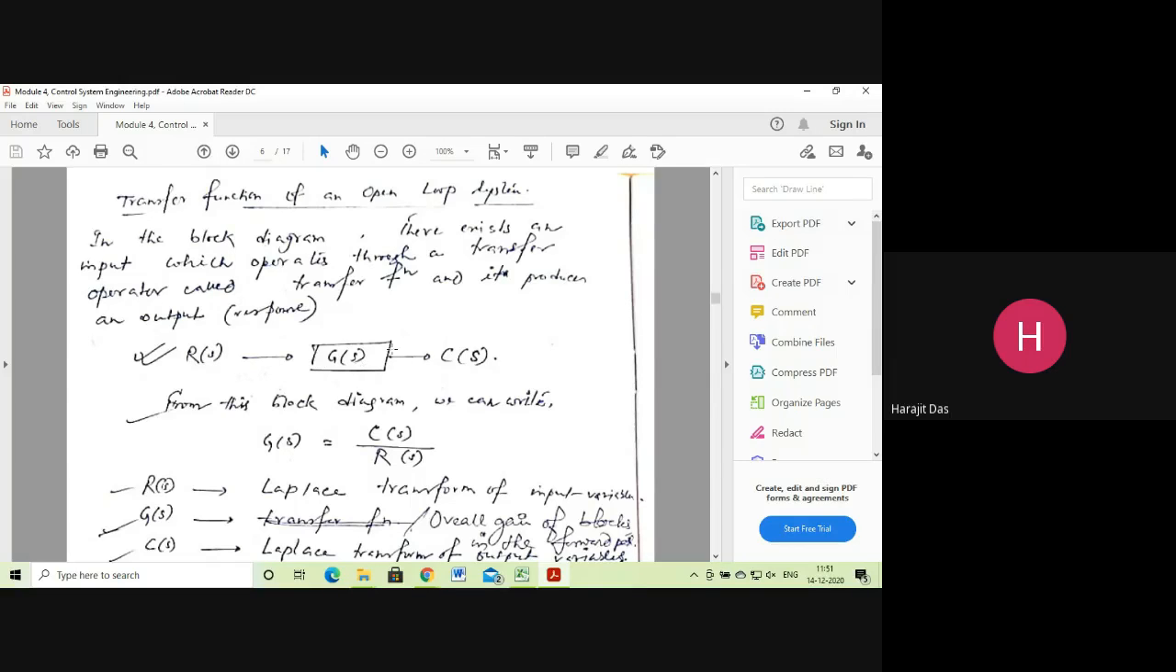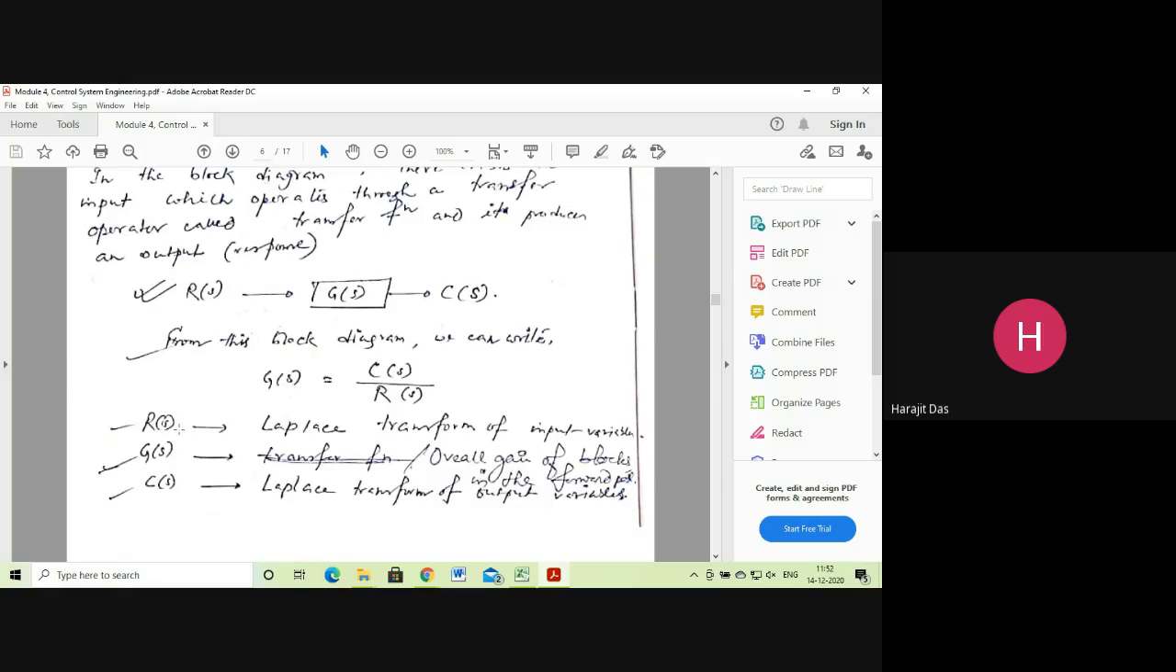So R of S, G of S is the control unit or control system gain, or you can say forward path gain or overall gain of the blocks. Here the block means a system. C of S is the output signal, capital R, capital C. So for an open loop system, G of S is nothing but T of S, the transfer function, C of S divided by R of S. What is R of S? It is the Laplace transform of the input variable. G of S is the overall gain of the blocks, or overall gain of the system. C of S is the Laplace transform of the output variable.